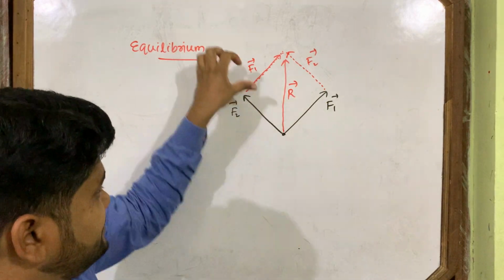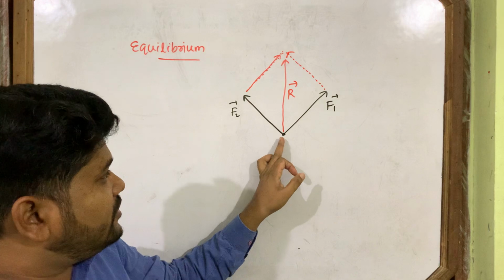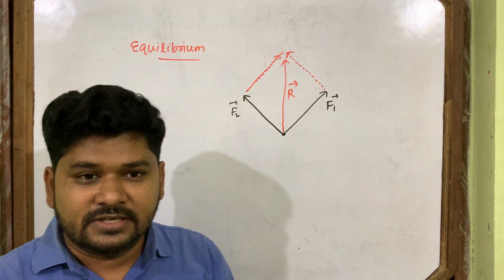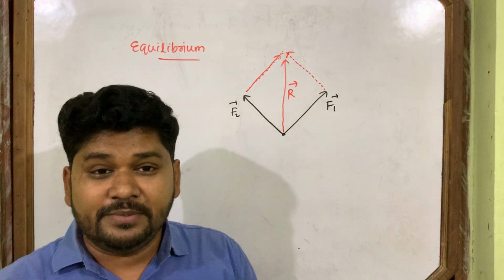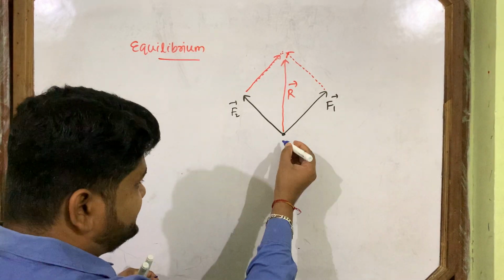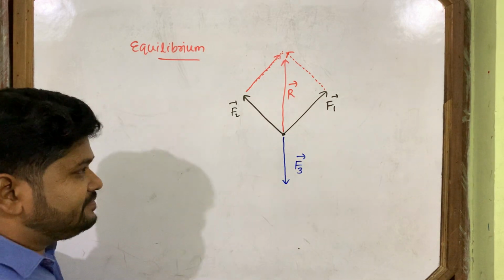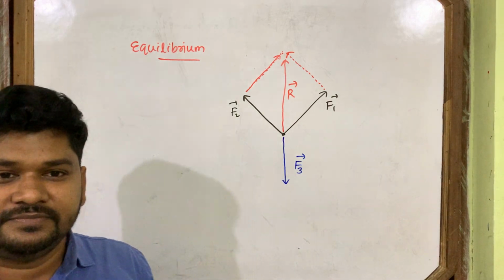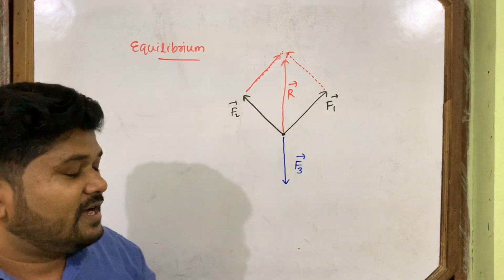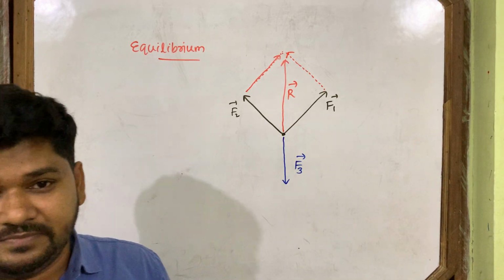I am erasing these forces, they will confuse you. If these two forces act, the point will move along the resultant, neither this side nor this side. But to keep this point in equilibrium, what do I have to do? I have to apply another force just opposite to the resultant, that is F3 vector, which will cancel the resultant. Then the point will come to equilibrium.